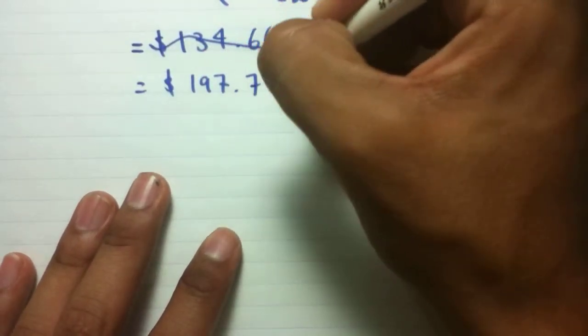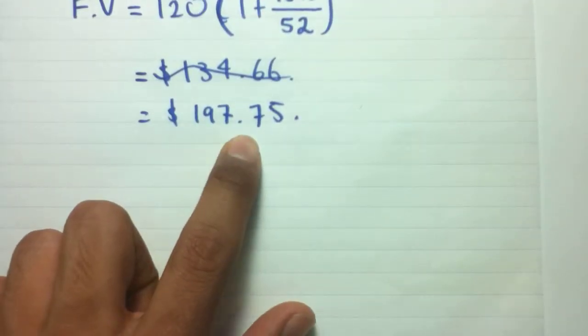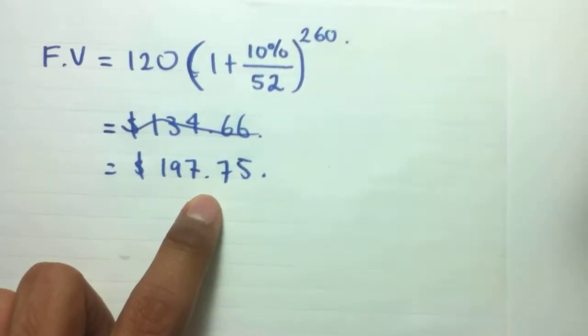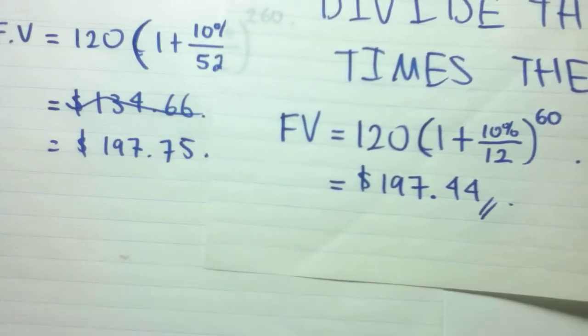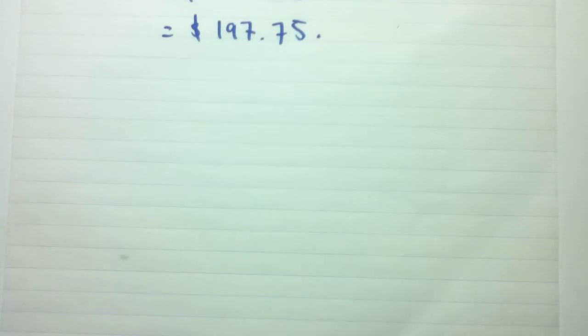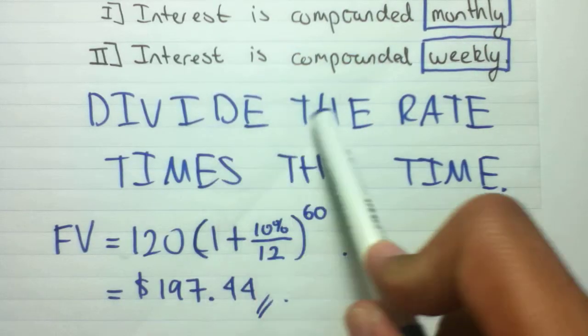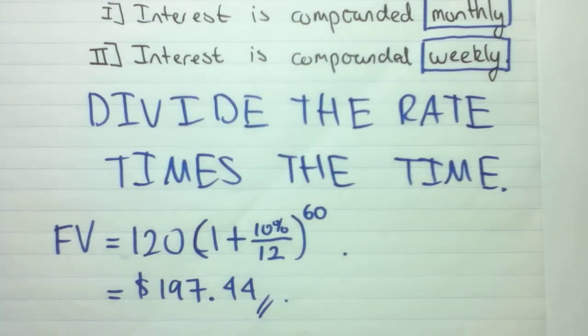It's going to be $197.75. Okay, $197.75. And notice how this is in fact larger than the final value of the investment, such that it was being compounded monthly. Okay, so that ends the first objective, and I just want you to remember that whenever you're given these types of scenarios, always divide the rate and times the time, and it'll get you to your destination.